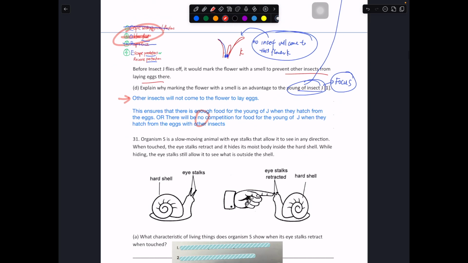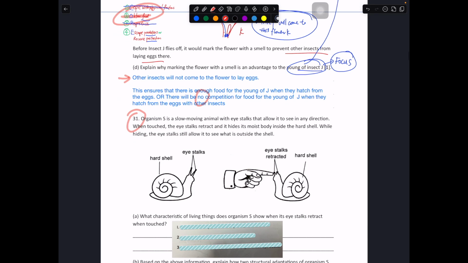Okay, so next up we talk about 31. Organism S is a slow-moving animal with eye stalks that allow it to see in any direction. The eye stalk probably can see 360 degrees. When touched, the eye stalk retracts and hides in its moist body inside its hard shell. While hiding, the eye stalk can still see what is outside. So this seems like an adaptation that snails use.